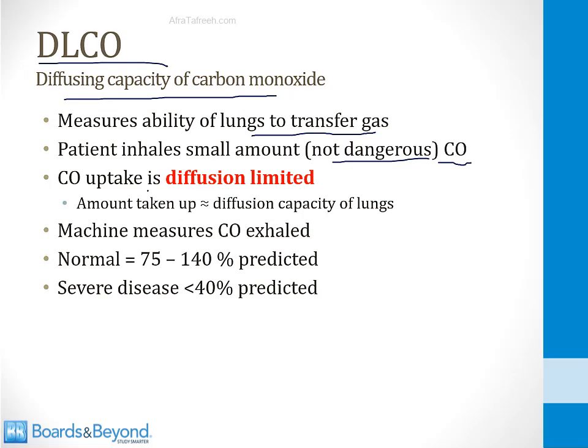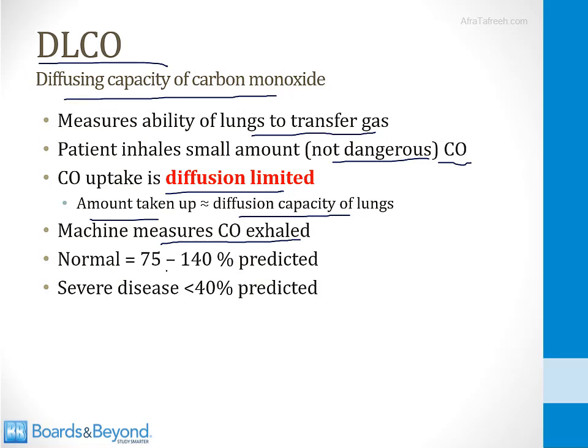dangerous. Because carbon monoxide uptake is diffusion limited, the amount taken up by the lungs is equal to the diffusing capacity of the lungs. So the patient inhales carbon monoxide, then exhales gas from the lungs, and the machine measures the amount of carbon monoxide exhaled. Patients who have lung disease that results in a significant impairment of diffusion will not take up much carbon monoxide. On the other hand, healthy lungs will take up more carbon monoxide.